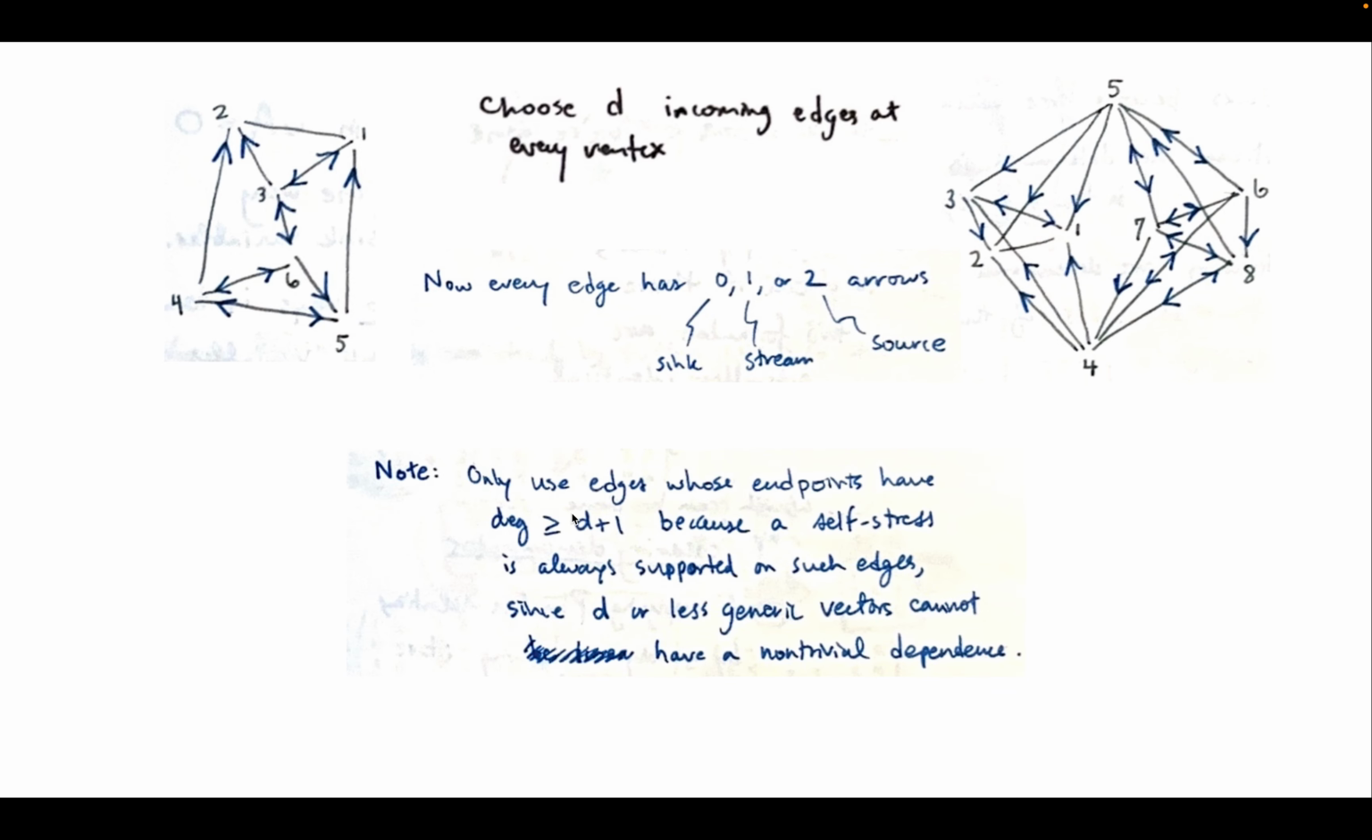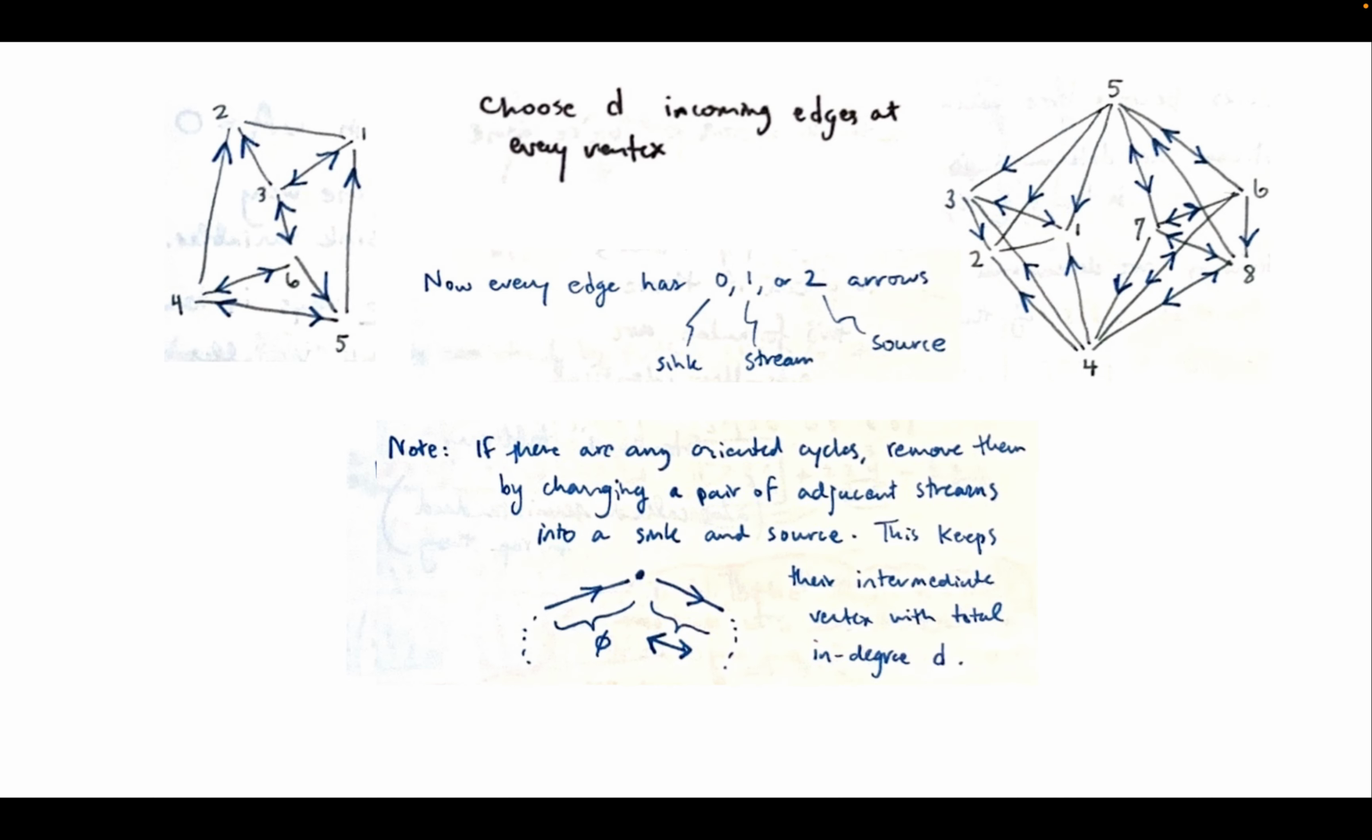We're only going to use edges where there's at least D plus 1, because a self-stress is always supported on such edges. You can't linearly combine D generic vectors and get a non-trivial dependence. Also, if you just look at the streams, they make a digraph, a directed graph. If there are any oriented cycles in that stream digraph, you can always remove them by flipping one stream to a sink and the other to a source. And now you don't have an oriented cycle anymore. So assume we've done that as well.